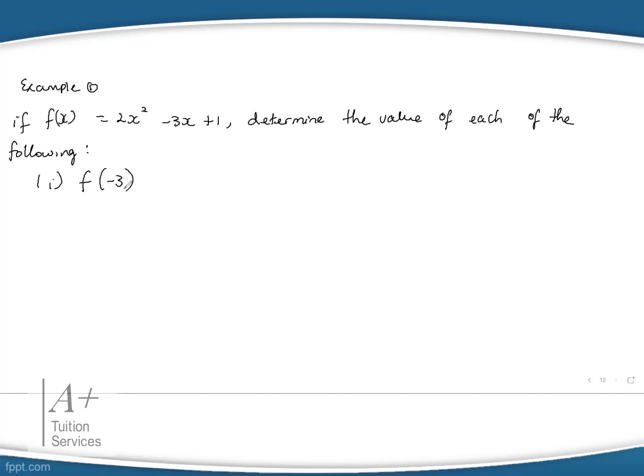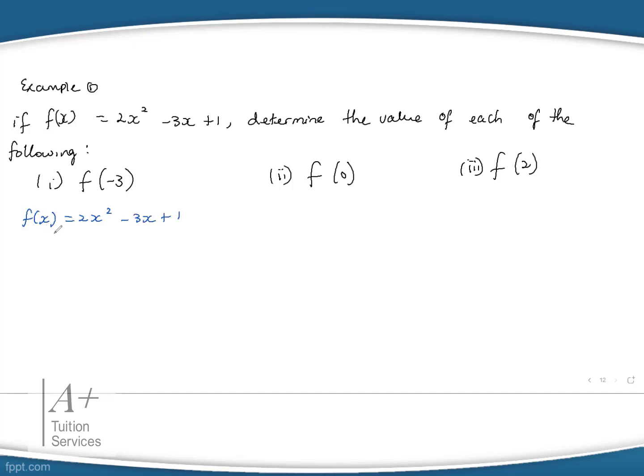f of minus 3, f of 0, and f of 2. So for the function f of x is equal to 2x squared minus 3x plus 1, determine the value of the following: f of minus 3, f of 0, and f of 2. So where in this formula, f of x is equal to 2x squared minus 3x plus 1.